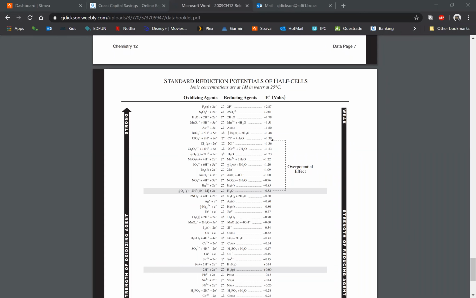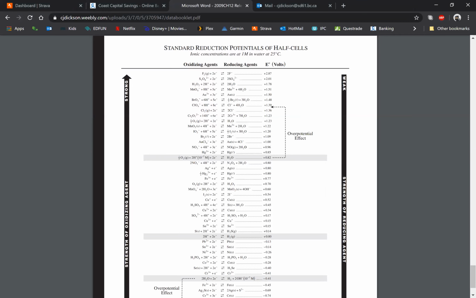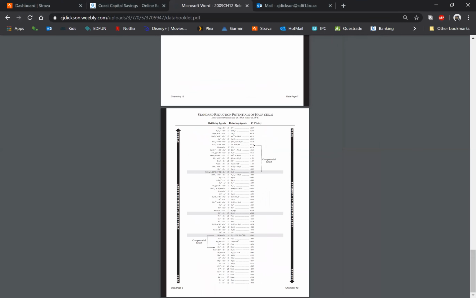If we look at the last page of your data table, it's called the standard reduction potentials of half cells. This is a killer sheet on the data table to look at. It is quite full of information. I'm not going to do too much on this today, but I wanted to orient you a little bit to get a sense of how to read the data table. I'm going to do another video on this, so if you feel a little bit lost, that's okay, because it does take a bit of time to get through. What I want you to notice is the left-hand arrow.